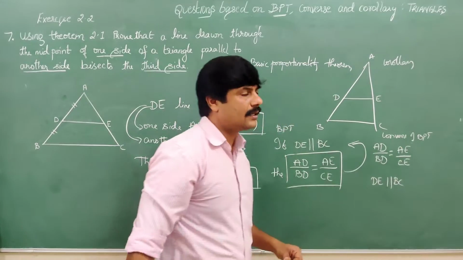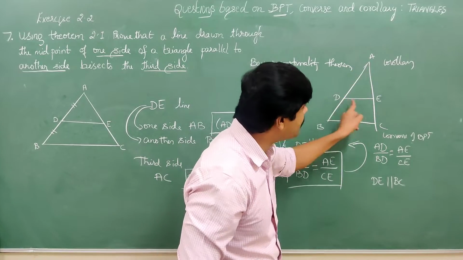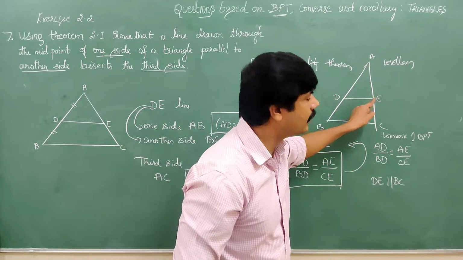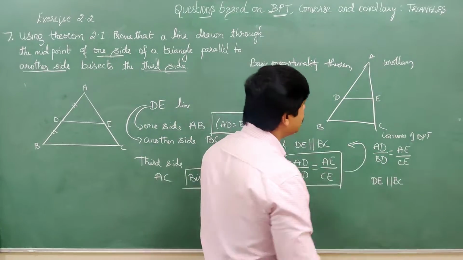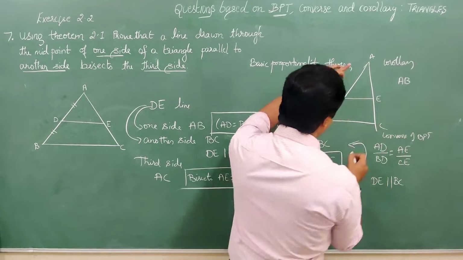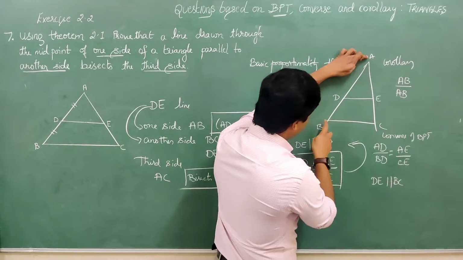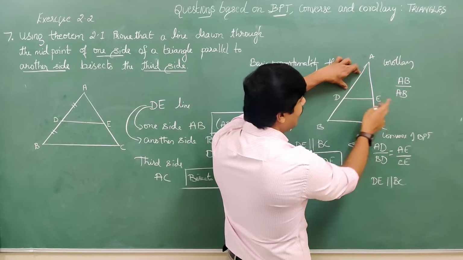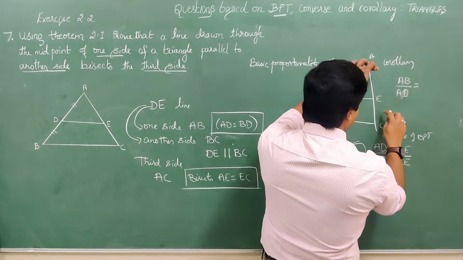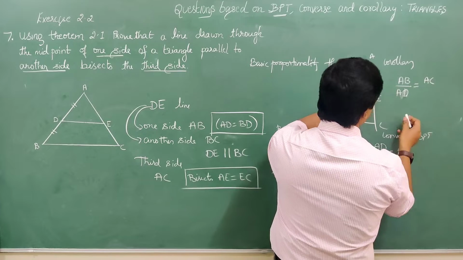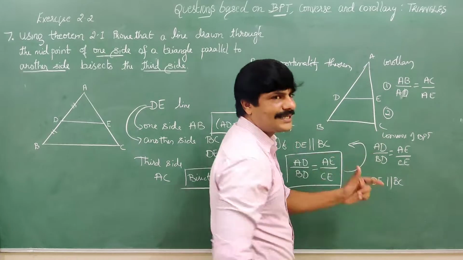The corollary states that if a line is drawn parallel to one of the sides of a triangle, it defines a new triangle which is similar to the original triangle. So what is the condition? AB by AD, where AB is the side of the original triangle and AD is the side of the defined triangle, is equal to AC by AE. That is the first condition. The second condition is the same.